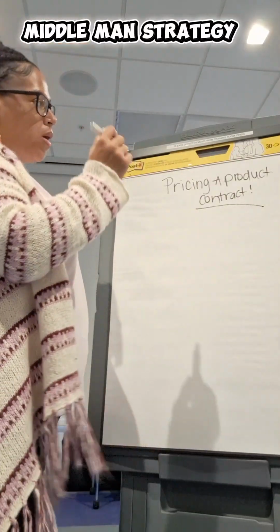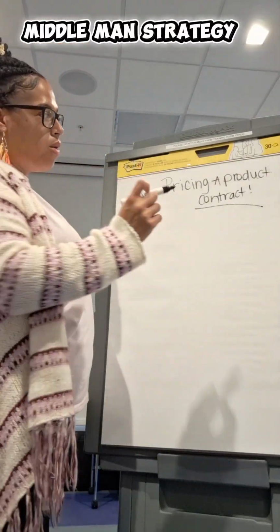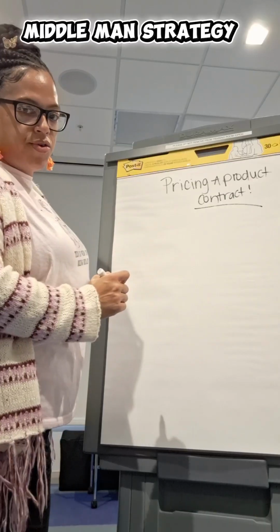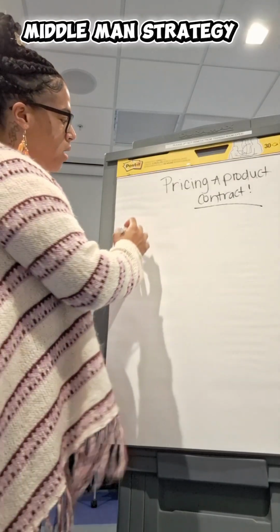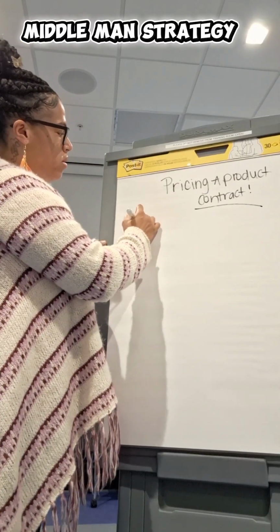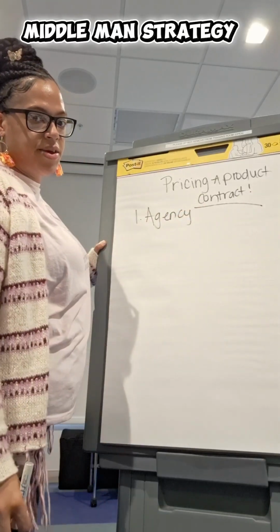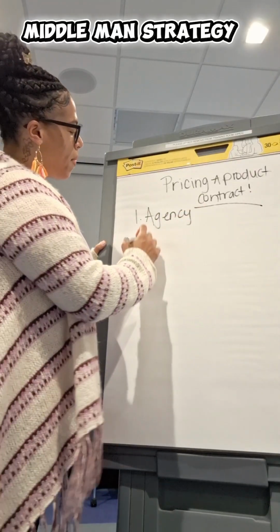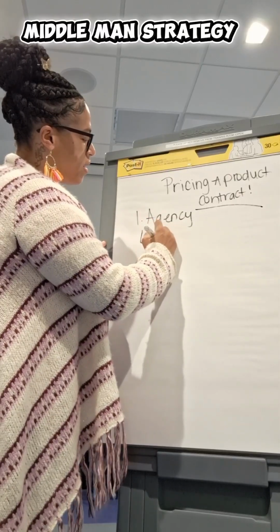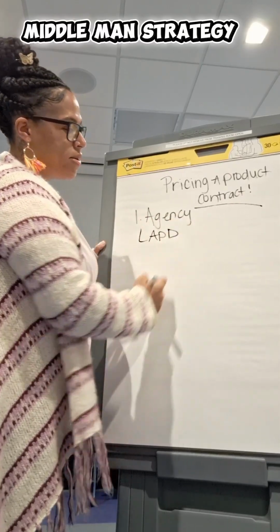Today, we are going to talk about how to price a product contract. Number one, we need an agency. Our agency is the Los Angeles Police Department.